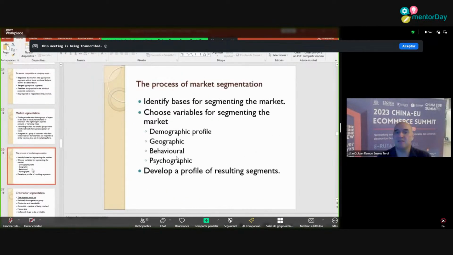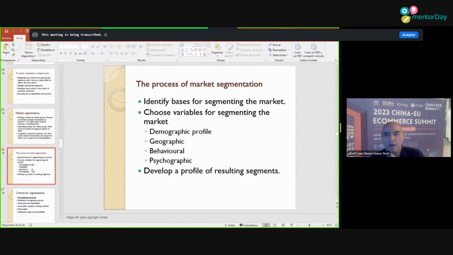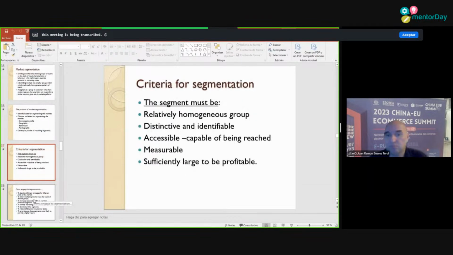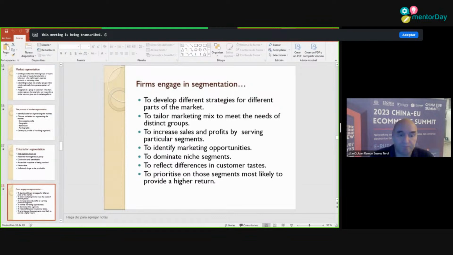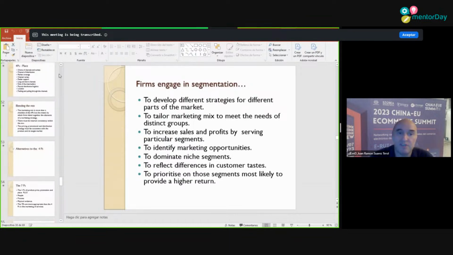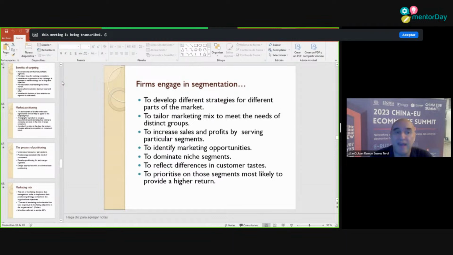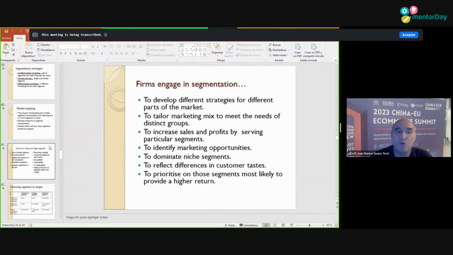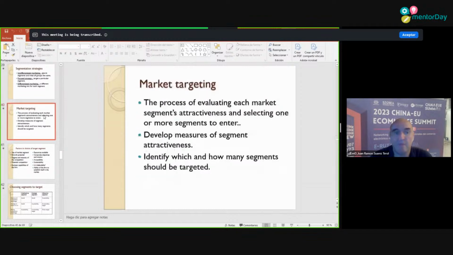In the process of market segmentation, you have to divide people by demographic profile, their sex, their age, and their income, which is very important. If they are rich, poor or middle class, etc. These segments must be homogeneous, identifiable, accessible, and measurable as well. Segmenting is extremely important. If we fail to do a good segmentation, we are going to have problems. The market targeting is selecting the right segments.